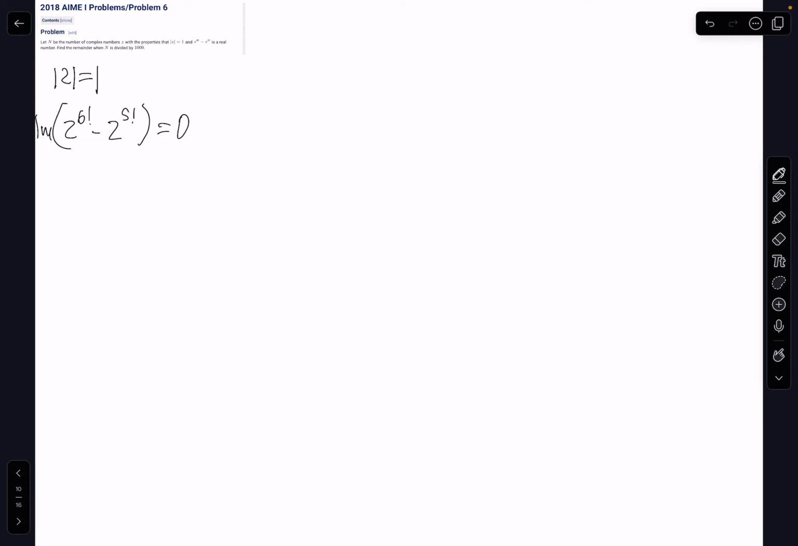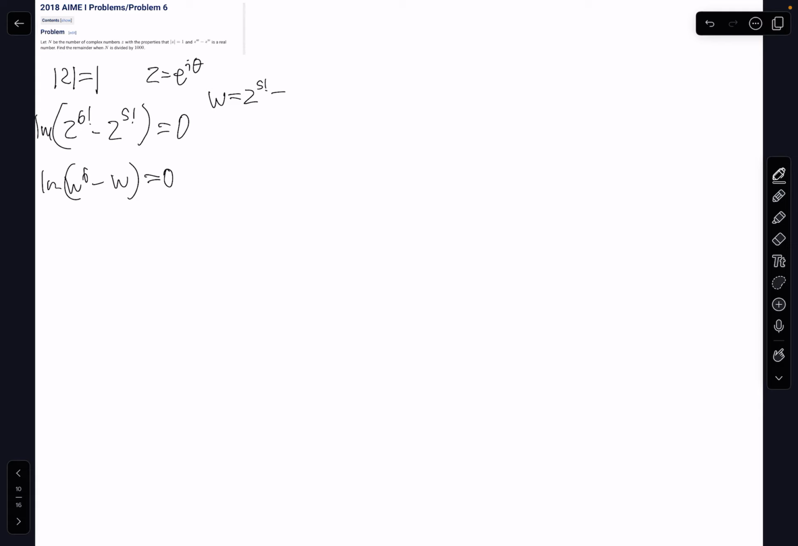So since we have that the magnitude of z is equal to 1, we know that z is just going to look like e to the i theta, right? And we can actually make a convenient substitution here. So we know that z to the 6 factorial is z to the 5 factorial times 6, which is also z to the 5 factorial to the 6th, right? So here we can just make a substitution that w is equal to z to the 5 factorial. And we're going to get that w to the 6th minus w, the imaginary part of this is equal to 0.